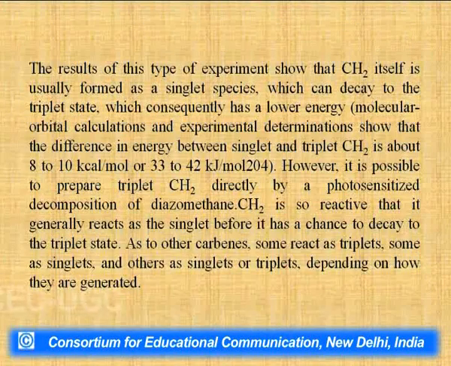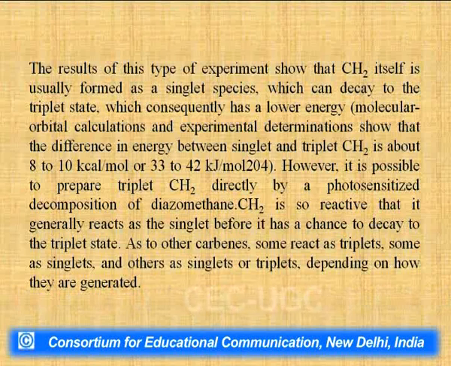The result of this type of experiment, with singlet and triplet carbenes added to the alkene, shows that CH2 itself is usually formed as a singlet species. Whenever a carbene is formed, it is singlet, which can decay to the triplet state. So, whenever a carbene forms in a reaction, it has to be singlet, and after collision it can change into the triplet state, which consequently has a lower energy.